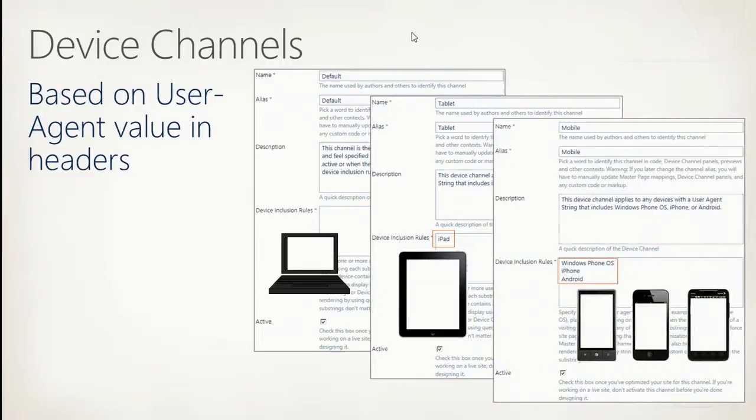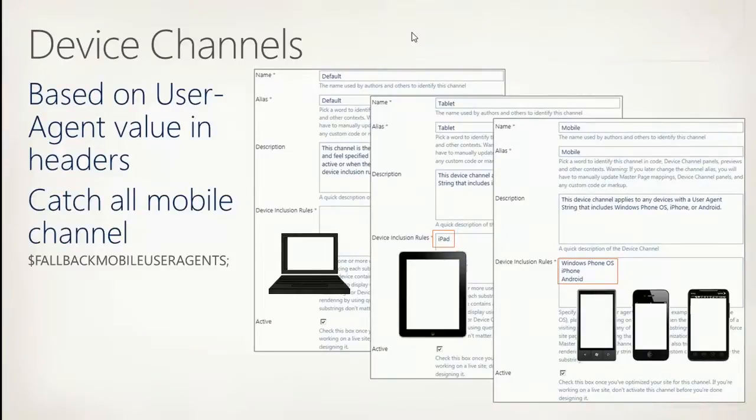The next one, I just called mobile, and I'm using it to demonstrate you can group devices into a device channel as well. This particular device channel works with Windows Phone OS, iPhone, or Android anywhere in the user agent string. So anytime any browser from any version of a device with those 3 different types of technology lands on my SharePoint site, I'm going to send it to the mobile channel to render the content for it.